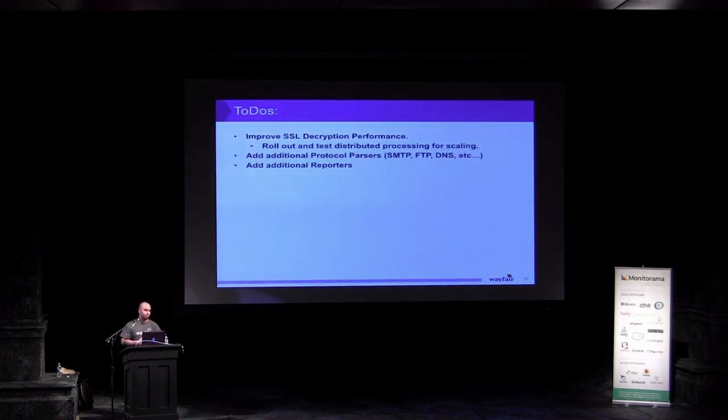Things to do: improve the SSL decryption performance. We have a way with RabbitMQ to distribute the processing of that, so we're going to be ramping that up. Adding additional protocol parsers. So we do HTTP and HTTPS well. We have some TCP basic stats. We want to get more of that. And then we do a lot of mail, FTP, and DNS. So we're looking to add those protocols in the future.